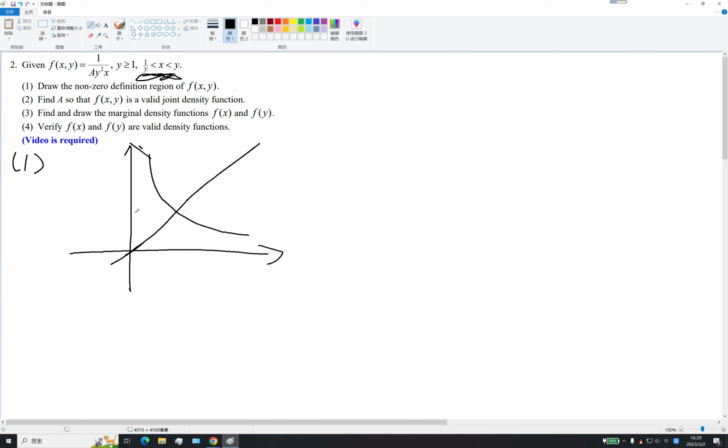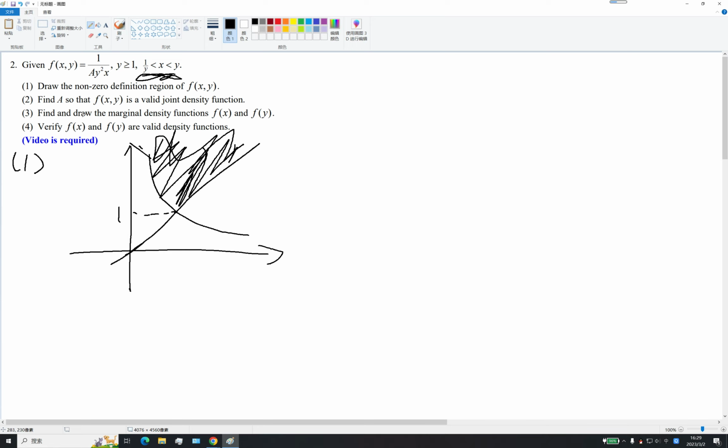And y is larger than 1. So the point is 1, and x is between 1 over y and y. So the region is this area. This is the answer to question 1.